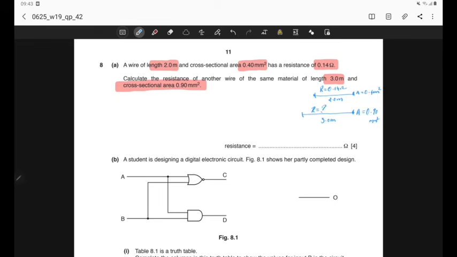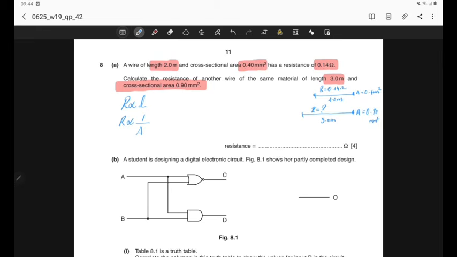So here you can use the relation, that is resistance is proportional to the length and resistance is inversely proportional to the area of cross section. That means when the length of the wire increases, resistance of the wire will always increase, and when the area of cross section of the wire increases, resistance will decrease. This is an important relationship we should always remember while doing questions based on the concept of resistance and resistivity.